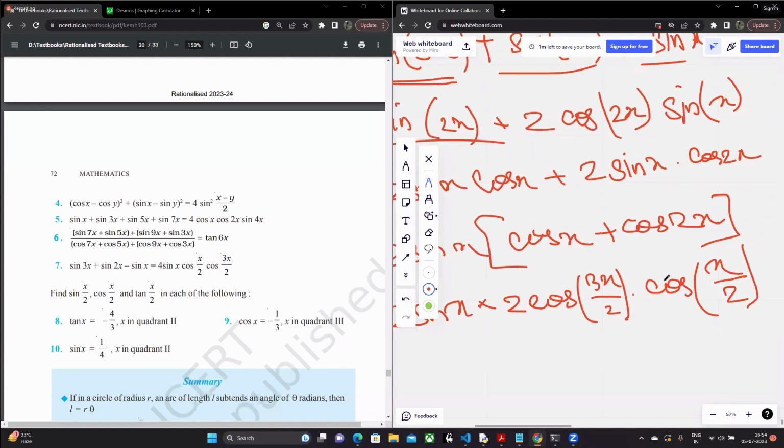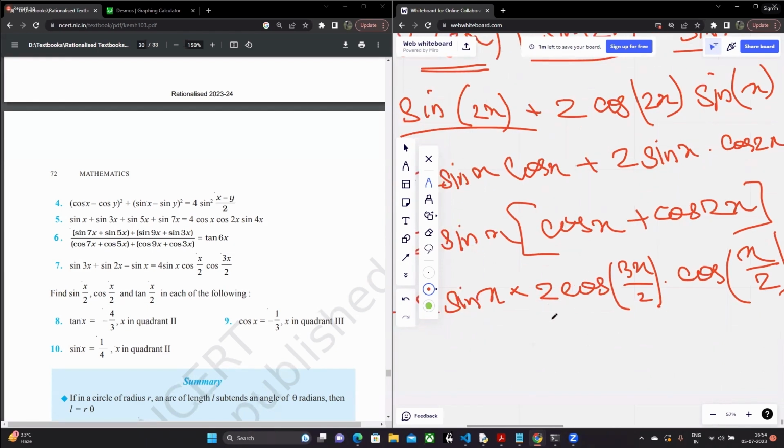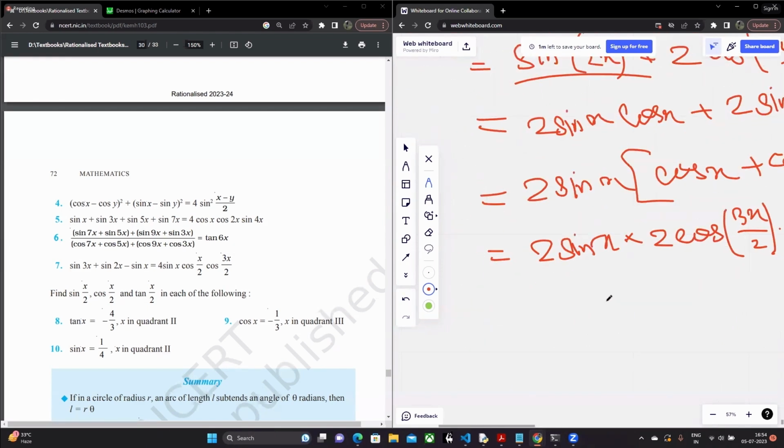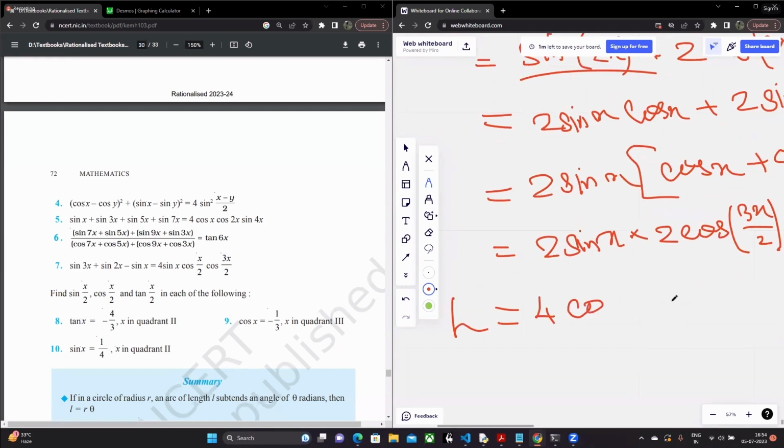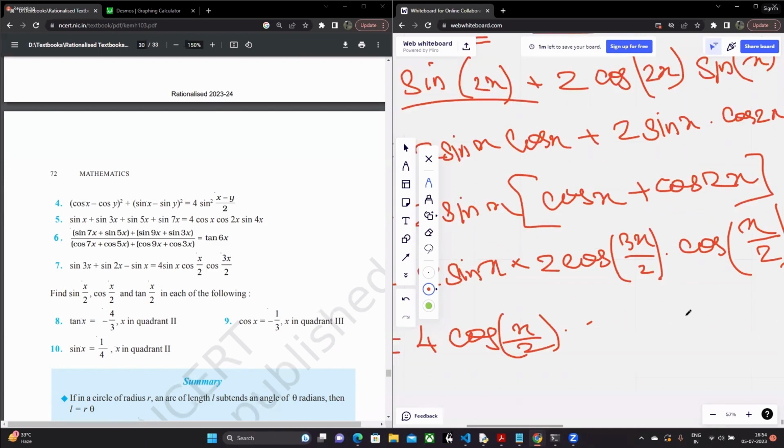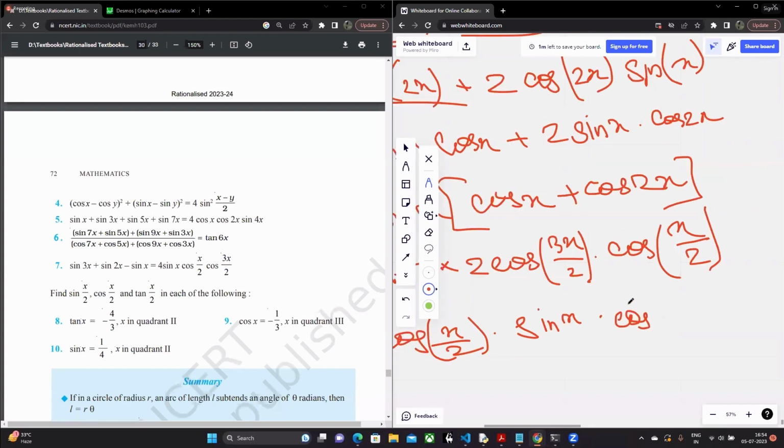Since it's cos, it's even. Cos of minus x by 2 is the same as cos of x by 2, so I'm not bothering with the minus. Therefore, I can write L is equal to 4 into cos x by 2 into sine x into cos of 3x by 2, which is equal to R.